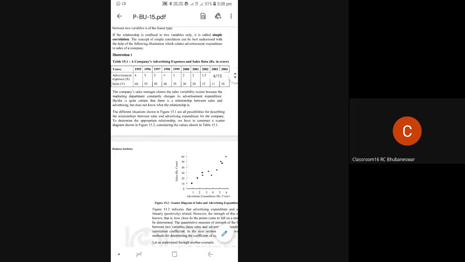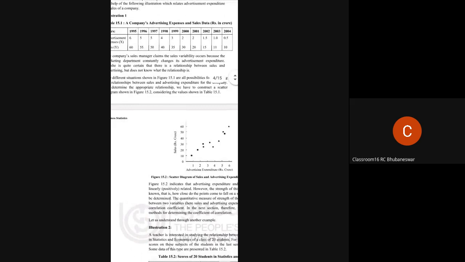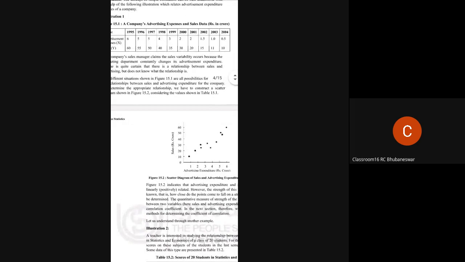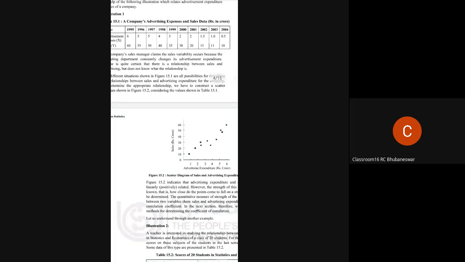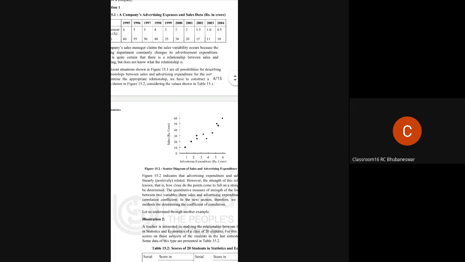Now you see, if you start putting the points in a graph, advertising expenditure is taken on the x-axis and sales, in crores or whatever rupee unit is given, is taken on the y-axis. If expenditure is 6 in the year 1995, then sales will be 60. In that way the dots are plotted there. Now see what it shows in the following figure.